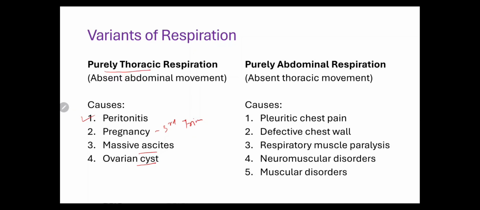Second, purely abdominal respiration, where the chest wall remains completely still. This happens when moving the chest hurts, such as severe pleuritic chest pain or a defective chest wall, or when the thoracic machinery is paralyzed, as we see in respiratory muscle paralysis and neuromuscular disorders.